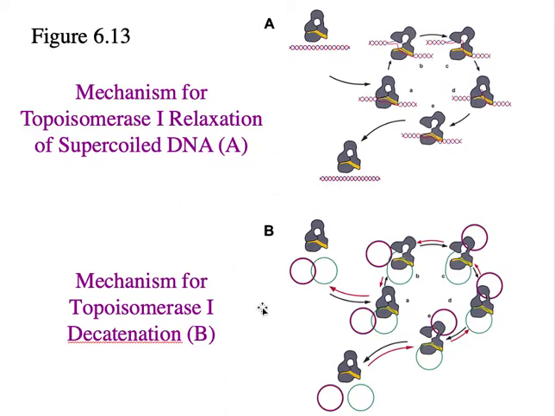And so here we have mechanistically, it can both take two loops that are looped onto each other, and it can also just take a big coil of DNA and change the coiling.